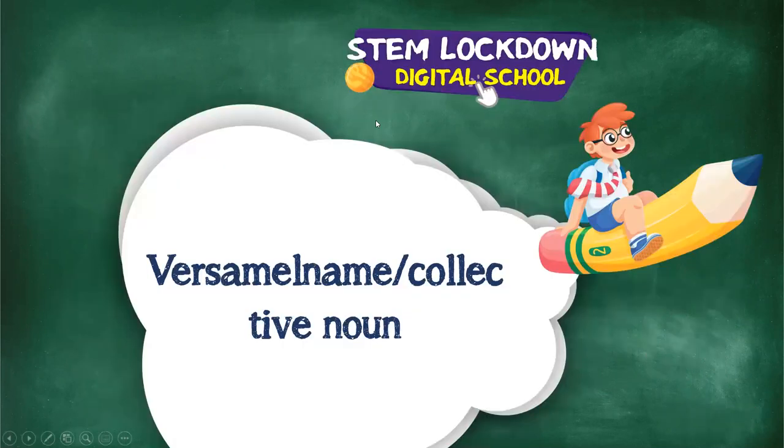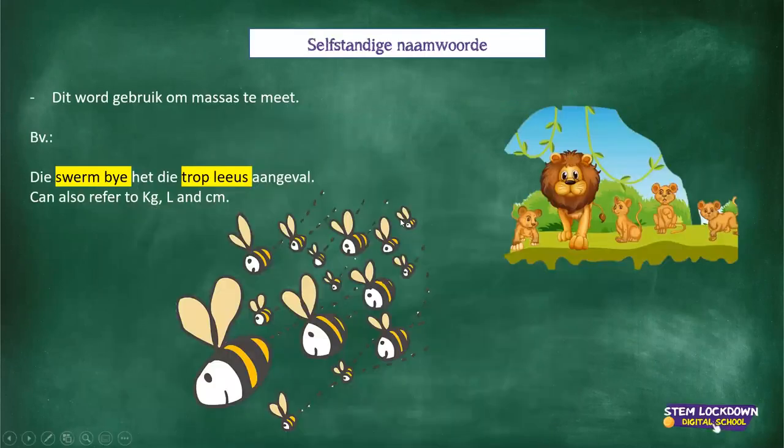Okay. One of my favorites in Afrikaans nouns is a versamelnaam. In other words, a collective noun. Now, this is to indicate masses of things. For instance, if I have a whole bunch of lions there, you can see the pictures of the lions there. If I've got a whole bunch of lions or a whole swarm of bees, then that is called a collective noun, or in Afrikaans, a versamelnaam.